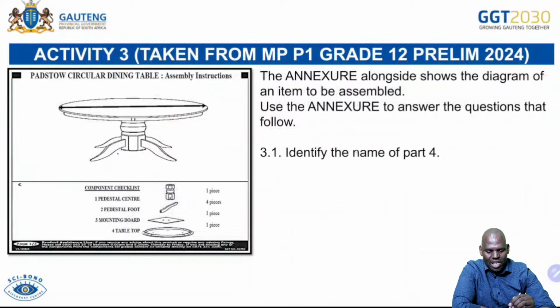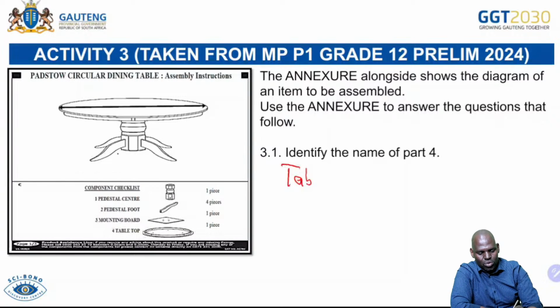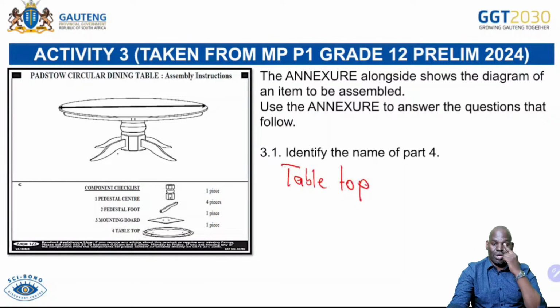3.1 is identify the name of part 4. Here you've got 1, 2, 3, 4. So number 4 is tabletop. So this one is tabletop. That is the answer for number 3.1. You can see how easy it is. It was just a matter of looking at the information, or looking at the pictures, or looking at the different parts that are indicated on the picture for you to have the answer. So it's tabletop.